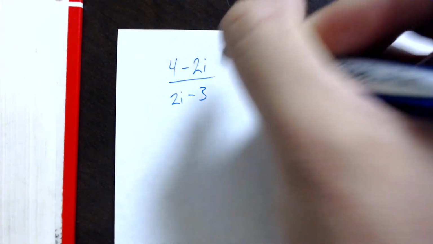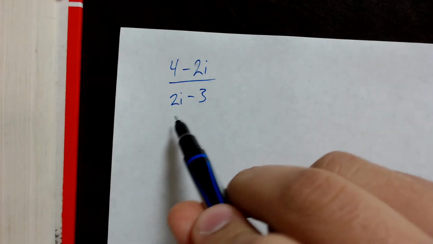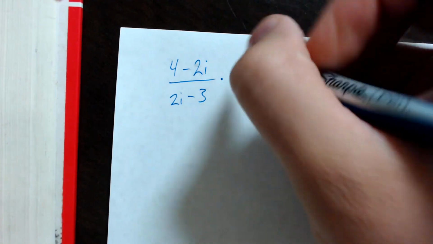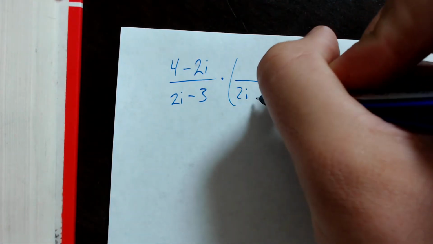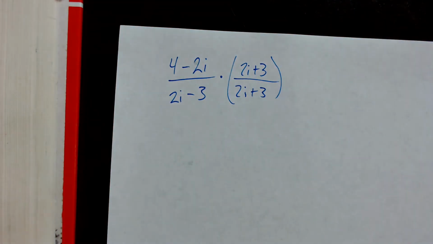So we're going to learn how to simplify expressions like this, and it's not a new method. It's something that we've used before. It is multiplying by the conjugate. So when I have (4 minus 2i) over (2i minus 3), all we have to do is use the conjugate of the denominator. So I'm going to multiply by 2i plus 3 on the numerator and the denominator, essentially a value of 1.